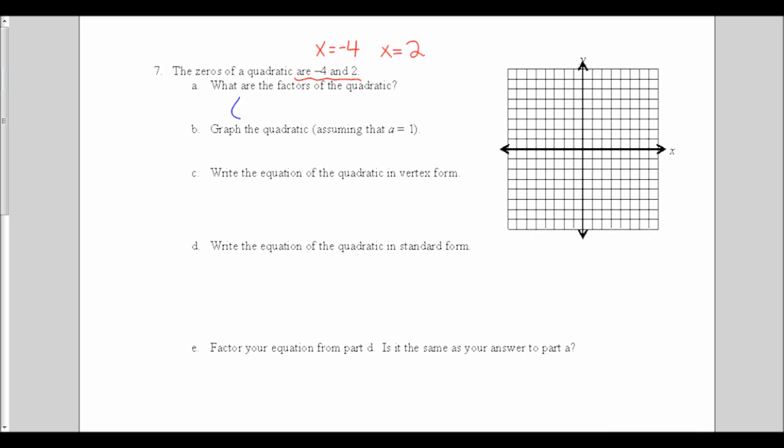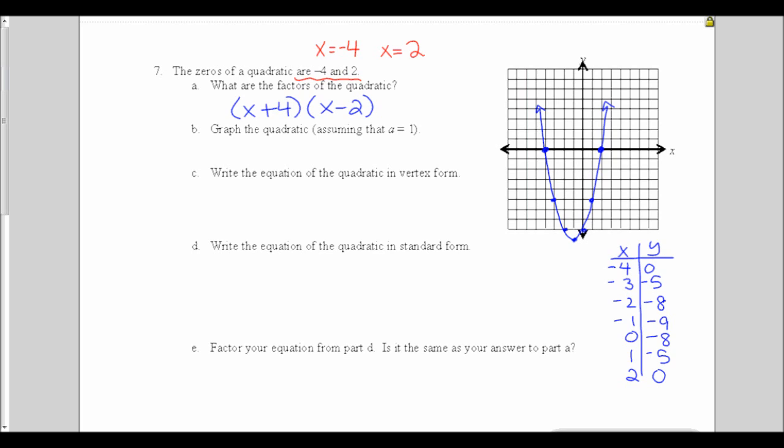If the 0 is x equals negative 4, then the factor is x plus 4. If the 0 is x equals positive 2, then the factor is x minus 2. To graph this quadratic, I can tell right now that I'm going to have an x-intercept at negative 4, an x-intercept at 2. I could also use my calculator to plot the points. So I got the points off my calculator in the table menu, and I plotted them up there.